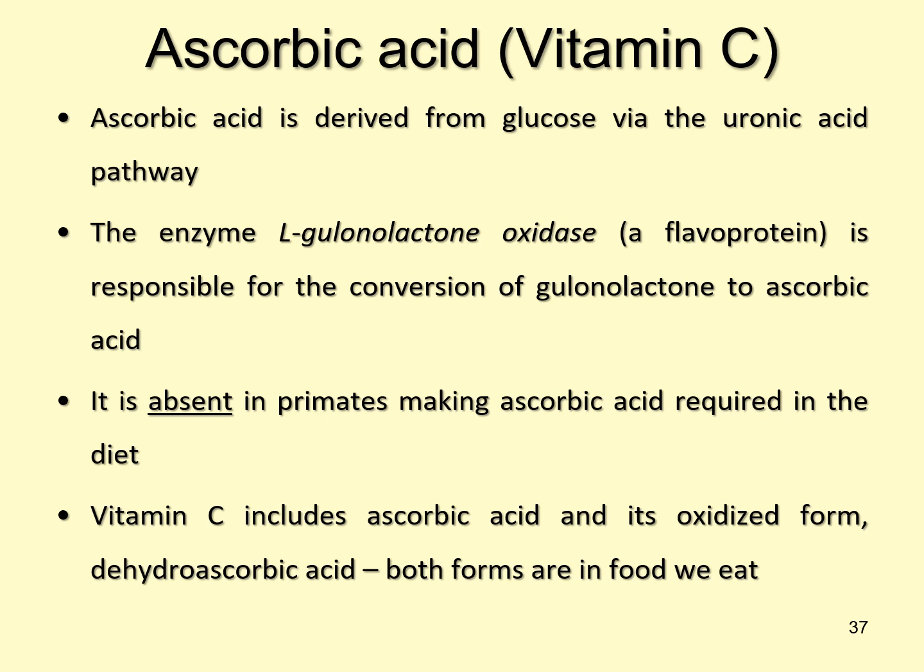So the last vitamin among the water-soluble vitamins is vitamin C, which is known as ascorbic acid, and this ascorbic acid is derived from glucose via the uronic acid pathway. The enzyme L-gulonolactone oxidase, which is a flavoprotein, is responsible for conversion of gulonolactone to ascorbic acid. It is absent in primates, making ascorbic acid required in the diet, and the vitamin includes ascorbic acid and its oxidized form, dehydroascorbic acid, and both are in the food we eat.